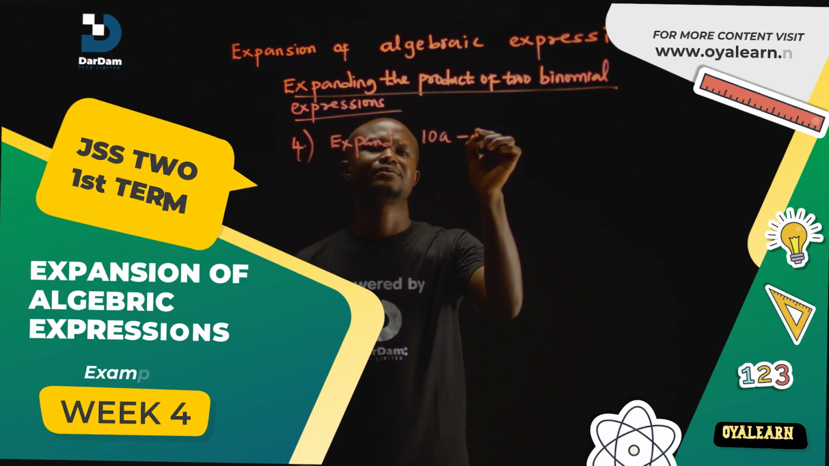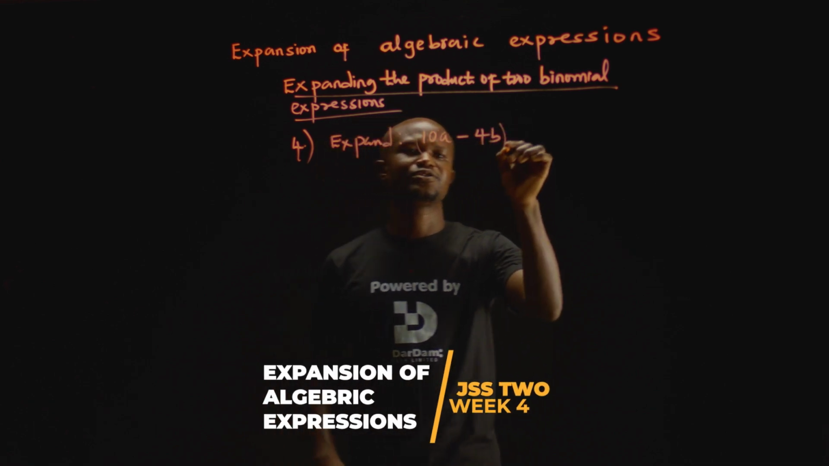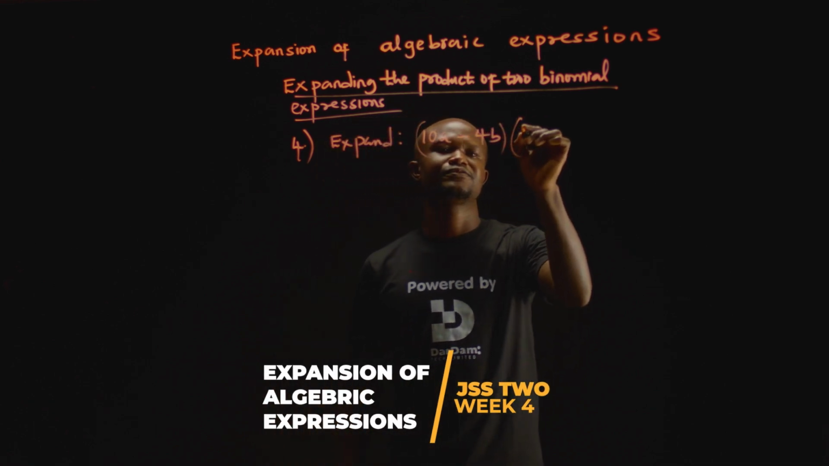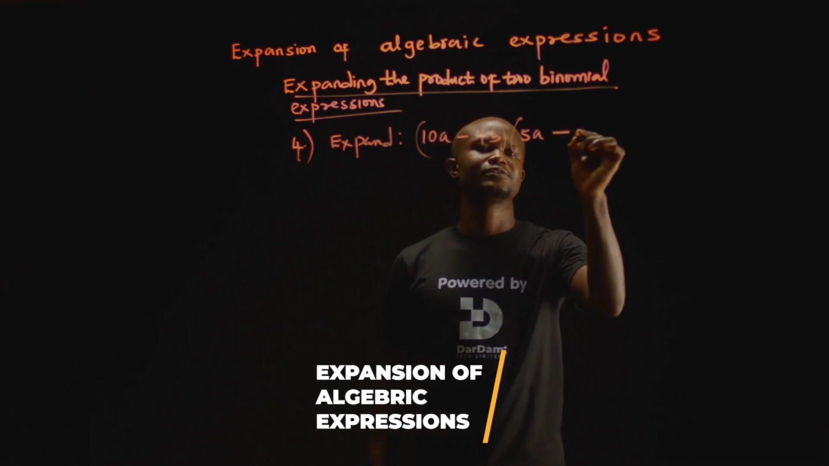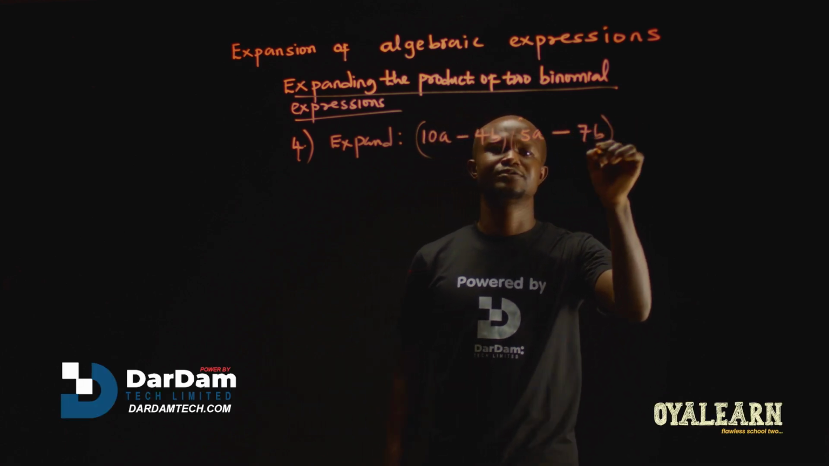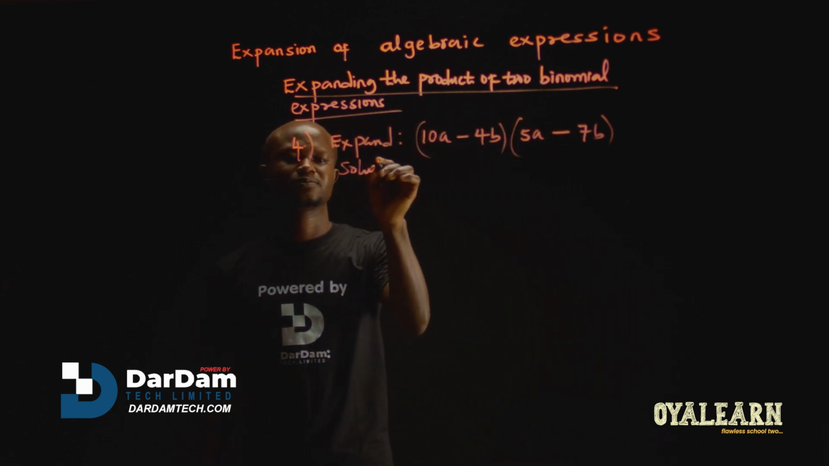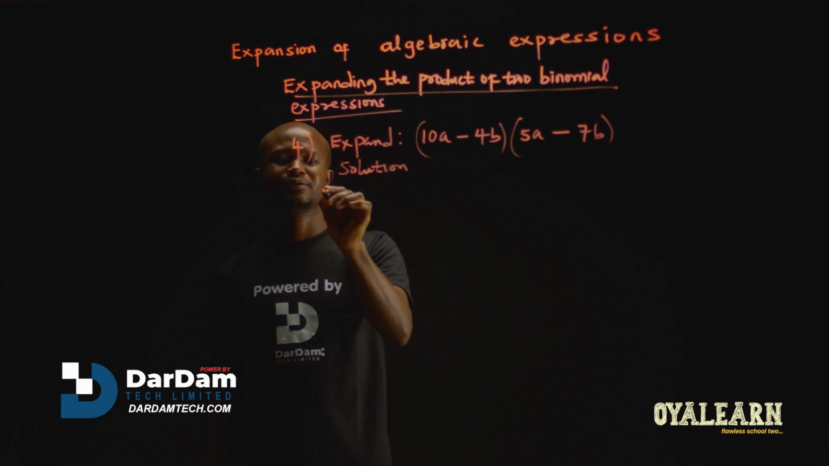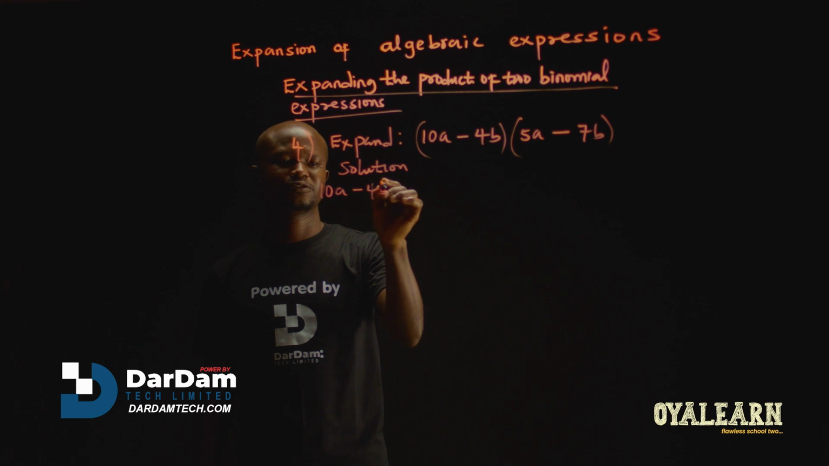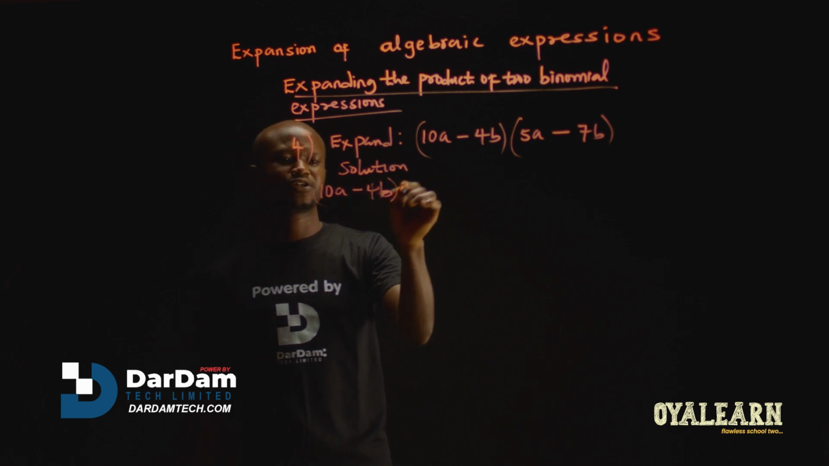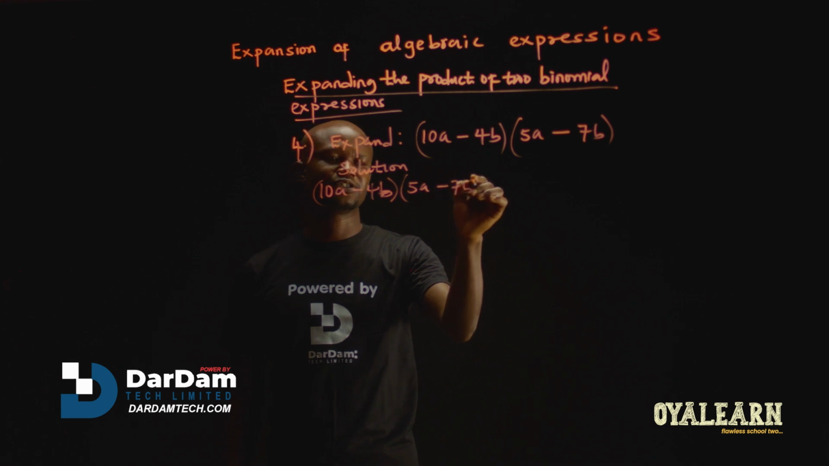10a minus 4b into bracket 5a minus 7b. Solution. We have 10a minus 4b into bracket 5a minus 7b.